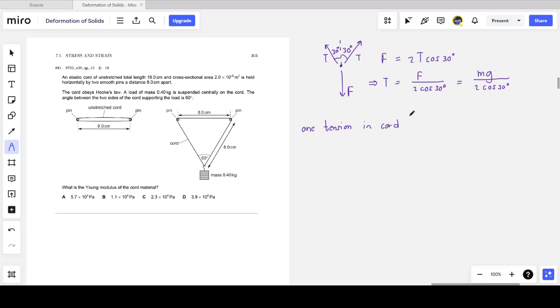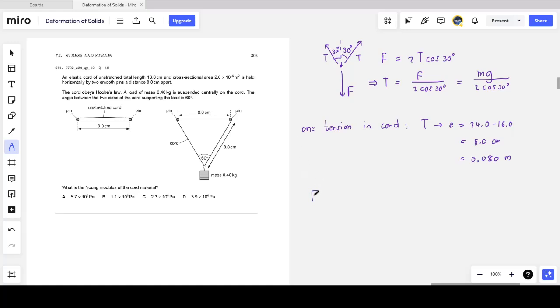So everywhere the tension is the same, and this tension causes the string, or the cord rather, to extend, and this extension is the extended length, 24 centimeters, minus the original length, 16 centimeters, which is 8 centimeters, which is 0.08 meters. I'm just going to keep everything in meters so that I can just do my calculation in one step.